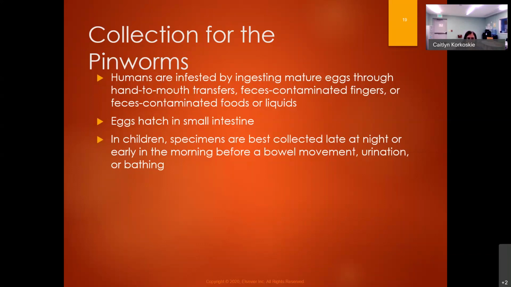So those eggs will hatch in the small intestines. And for kids, it's usually best to collect the sample late at night or early in the morning, because that's usually the time that they'll have a bowel movement.